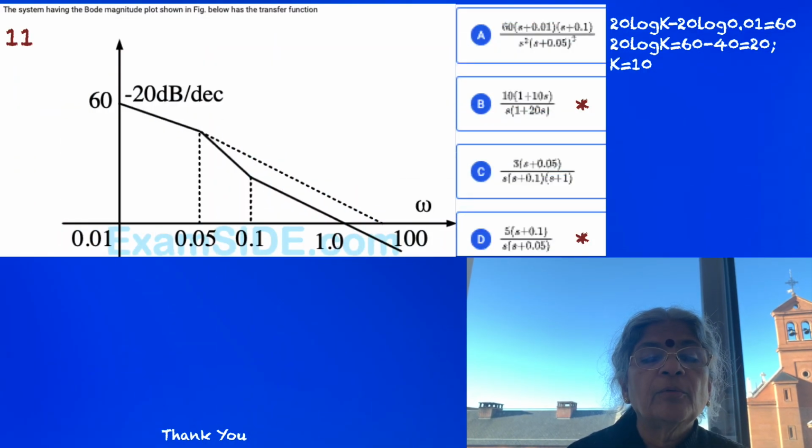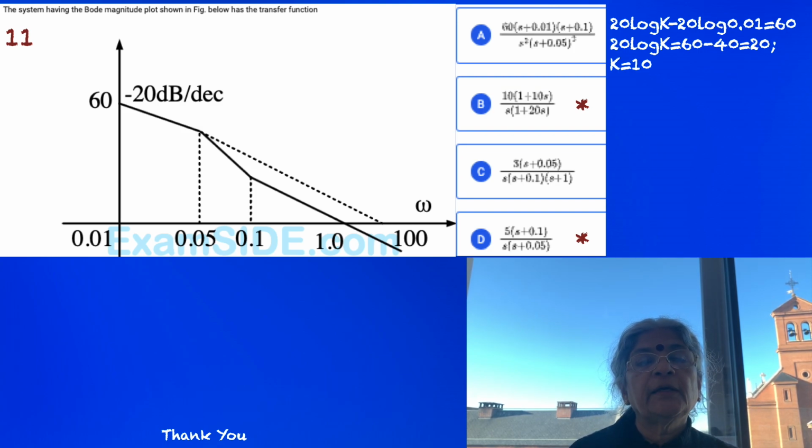The system having a Bode magnitude plot shown in the figure below has the transfer function. Okay, so this is the most recurring kind of problem. There are two aspects: how many poles there are, how many zeros there are, and where they occur, based on the slope of the Bode magnitude plot and looking at that particular format.